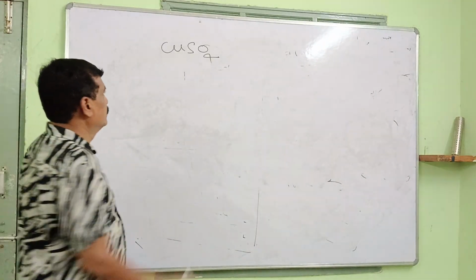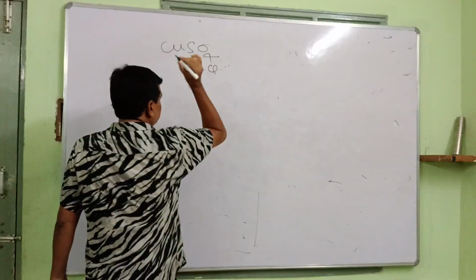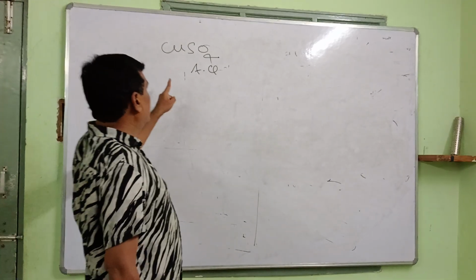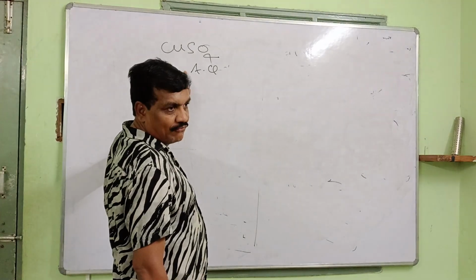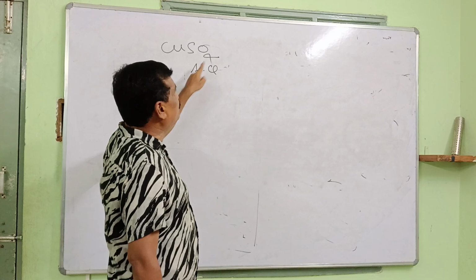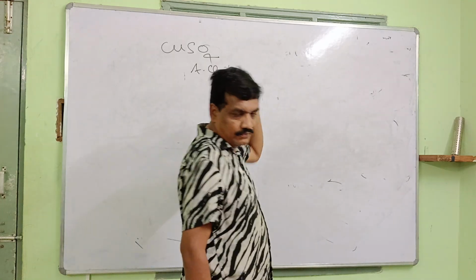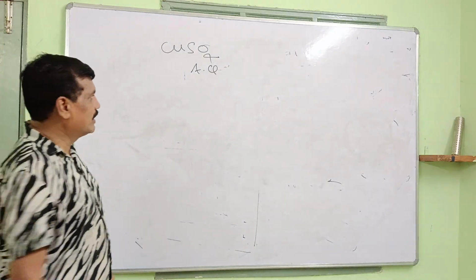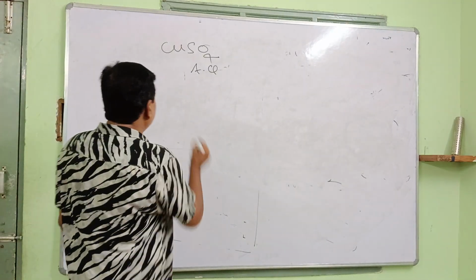CuSO4, copper sulfate in aqueous state. In the electrolysis of copper sulfate, which product is formed at the anode and cathode? That is the question being asked. That is aqueous copper sulfate. So you can see what the theory is.